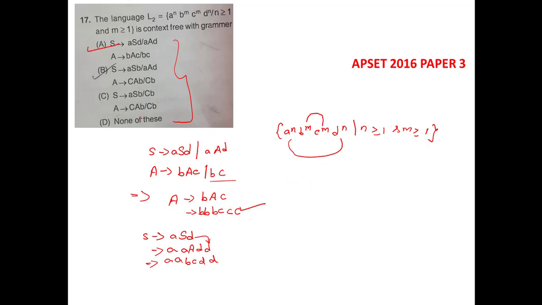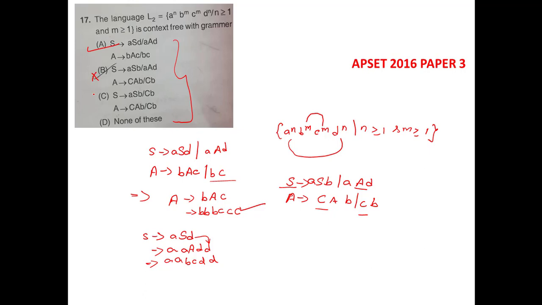Now take the second grammar, that is he has given that S tends ASB or AAD, and next one is A tends CAB or CB, right? If you observe here in this grammar, what are the non-terminals? The non-terminals are, first one is this is non-terminal and this is non-terminal, and C is the non-terminal, but we don't have the production rule starting with the C.